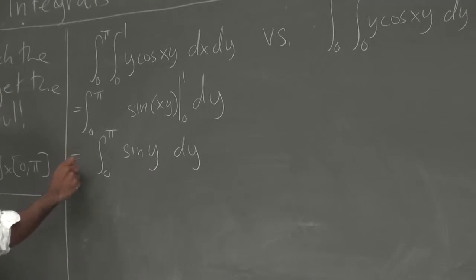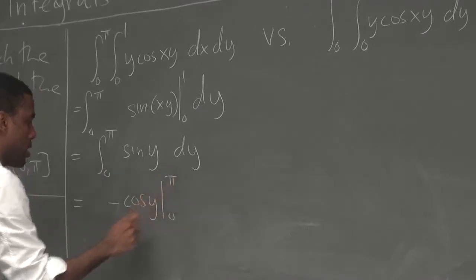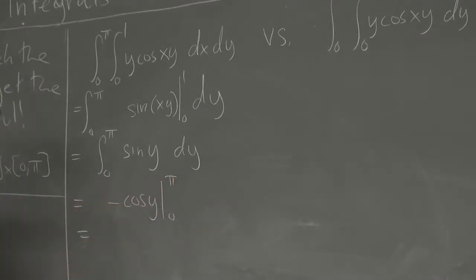And now what's the integral of sine? Negative cosine. Minus cosine between 0 and pi. Cosine of pi is what? Negative 1. Negative 1 times the negative gives you positive 1. Then you minus cosine of 0, which is 1, and there's a negative, so it's a negative 1, so the answer is 2.